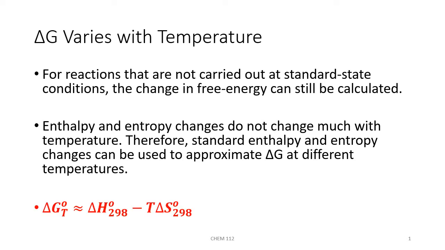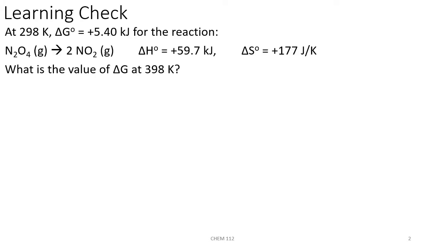in our equation. Delta G naught at a different temperature, so sub T, is approximately equal to the enthalpy at 298 Kelvin, or the standard enthalpy, minus the temperature in Kelvin, times the standard entropy at 298 Kelvin. So our standard entropy and our standard enthalpies can either be given to us or those could be calculated by using the large tables.